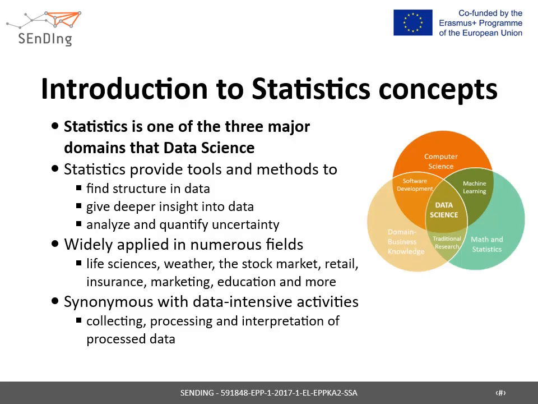As we already discussed in the Introduction to Data Science course, statistics is one of the three major domains that data science is based upon. The other two are computer science and domain/business knowledge. Statistics is one of the most important disciplines that provide tools and methods to find structure in and to give deeper insight into data, and the most important discipline to analyze and quantify uncertainty.